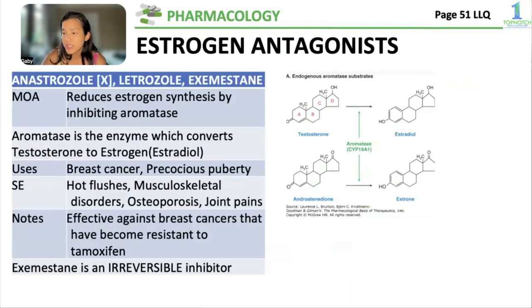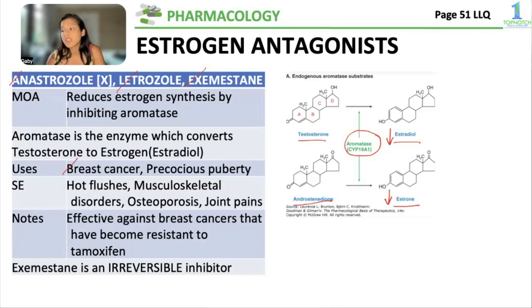So the anastrozole, as I mentioned a bit further back in one of the slides, which was one of the choices dun sa multiple choice question, it reduces estrogen synthesis by inhibiting aromatase. So we have anastrozole, letrozole, and exemestane. Okay. So aromatase, if we remember, is the enzyme that converts testosterone to your estradiol or your estrogen. And it also converts androstenedione to your estrone. Therefore, we give it in breast cancer patients because we want to always reduce the amount of estradiol and estrone in patients who have hormone-responsive breast cancer.